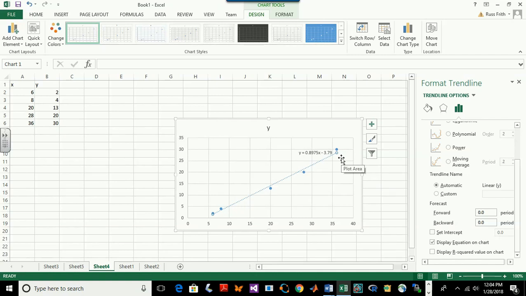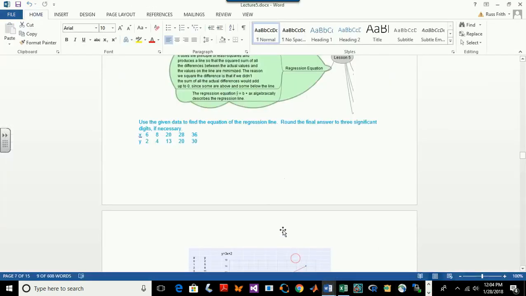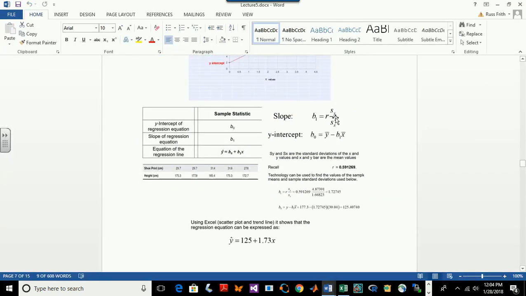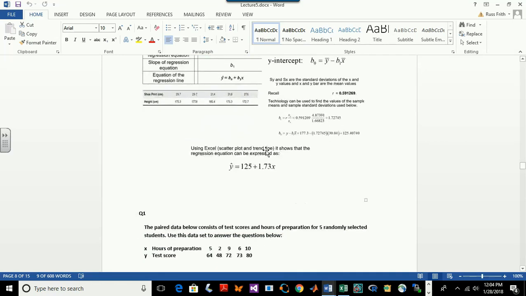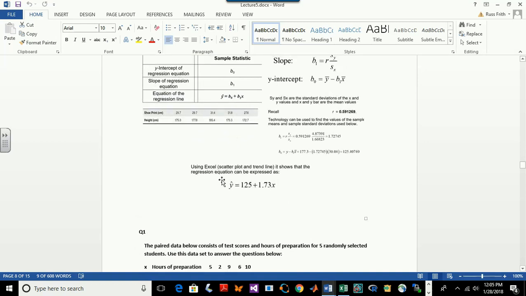Okay, what's next? Formulas for the slope and y-intercept of your regression line are given. The slope is the correlation coefficient times the standard deviation of the y values divided by the standard deviation of the x values, if you want to check that. Then the y-intercept is the average of the y values minus b1 times the average of the x values. So that's one way. And here, this equation, use Excel.